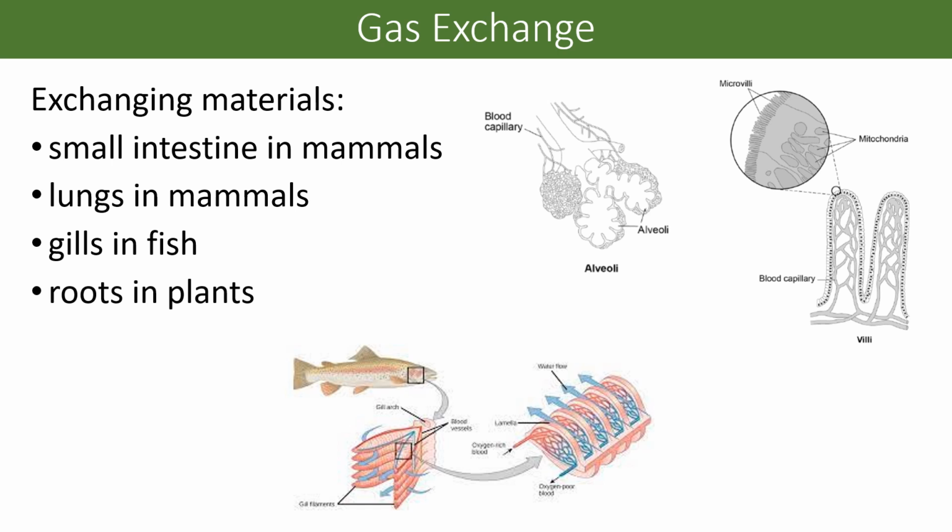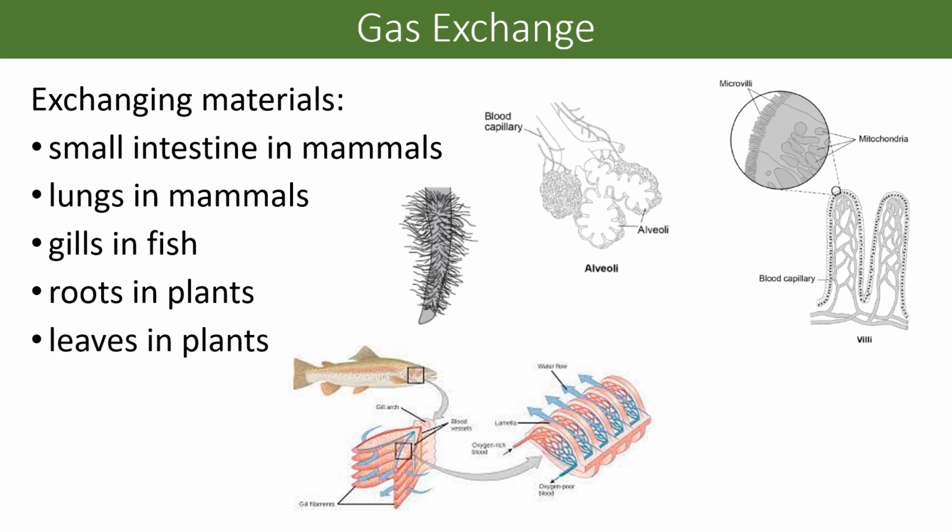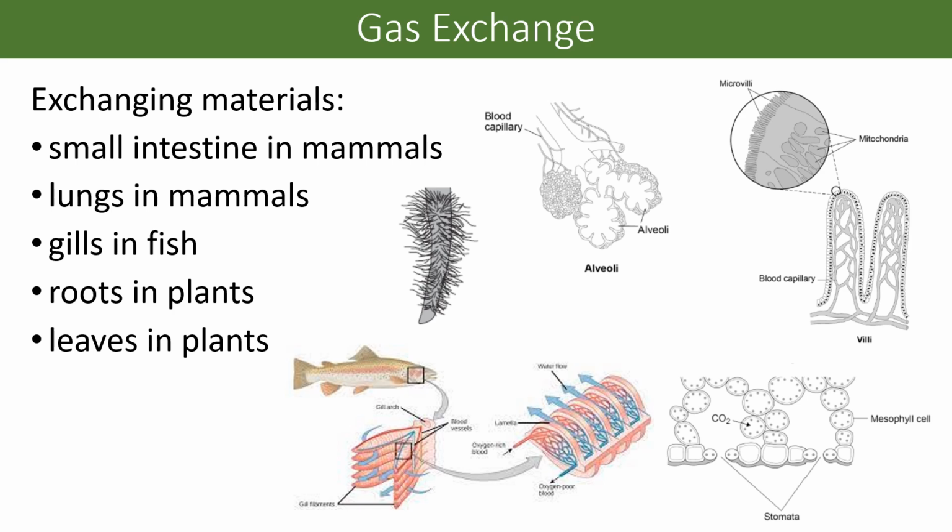We also have roots in plants, where we can think about the root hair cells having a really large surface area to allow more things to move into the cells of our root, and we can also think about the leaves in plants. And this is where we can think about the structure of our plant and the idea that we're trying to get as much carbon dioxide into the leaf as possible. So we're going to talk about now how all these places, these exchange surfaces, are adapted for efficient exchange of materials.